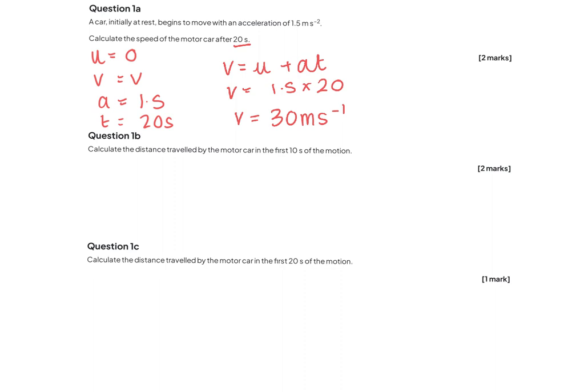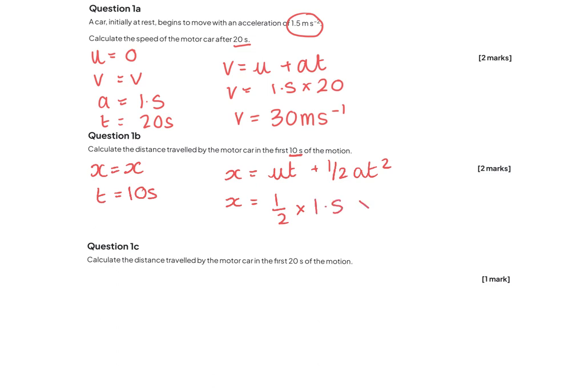Part B, calculate the distance travelled. So this time we've got all of the same knowns, but this time we're working out our distance travelled. So we're going to use the equation x equals ut plus half at squared. And this time t is equal to 10 seconds. So we're going to pop in all of our numbers. So x equals ut, u is 0, so the first bit is just going to turn to 0, and we're going to be typing into our calculator half times the acceleration, which is the same one as above, times 1.5 times the time squared. And if you type that into your calculator, you get 75 meters.